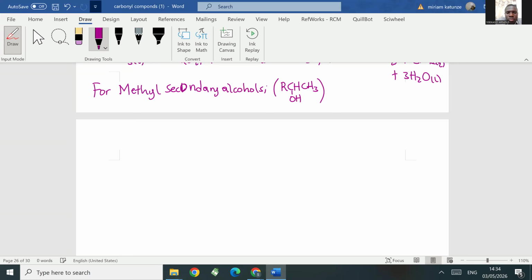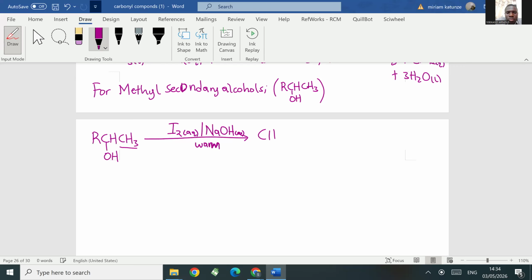So we have RCH(CH3)OH with iodine in presence of sodium hydroxide on warming. Iodine does the same thing. Iodine picks this CH3. So what do we get?